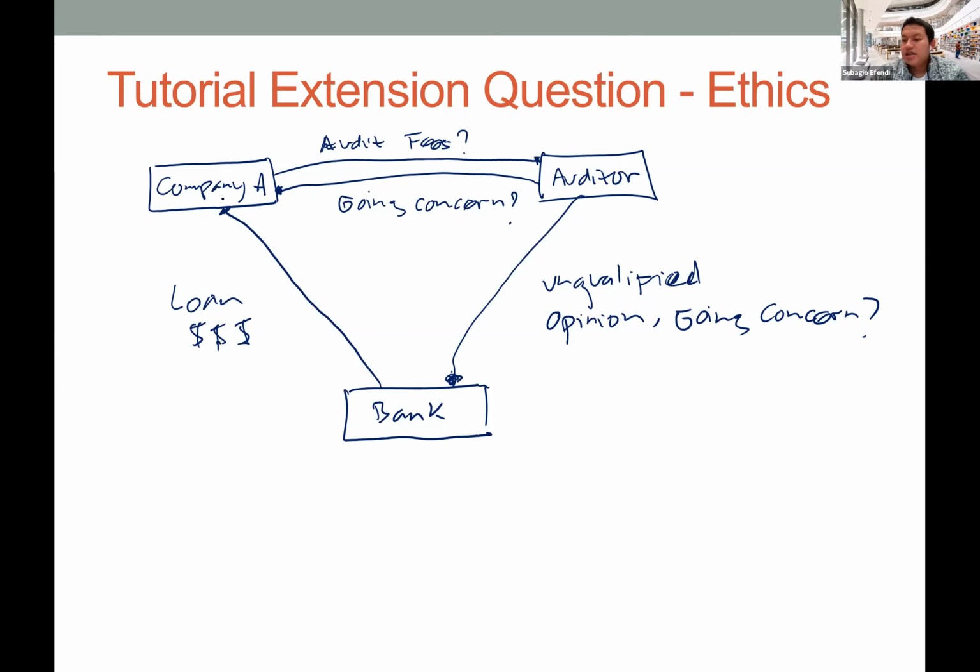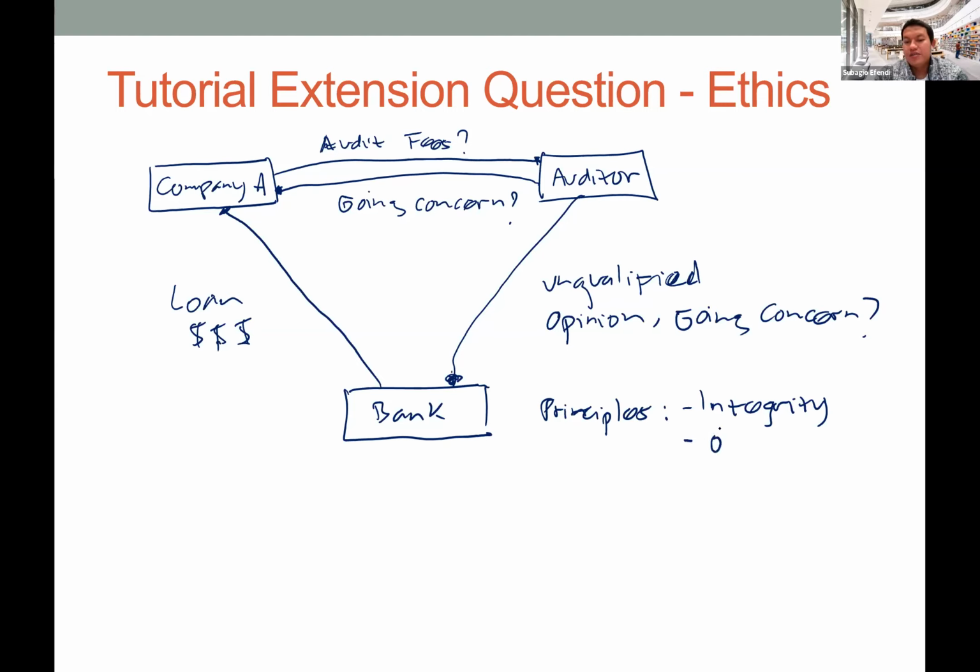So again, let's follow the standard. Let's identify what threats may appear in this case. Let's start with the principles. What principle may be at risk? So obviously we have risk of integrity. If the auditor issues an unqualified opinion despite the going concern problem, then the auditor is being dishonest. So we have a problem with integrity then.